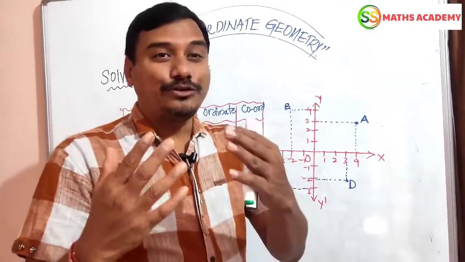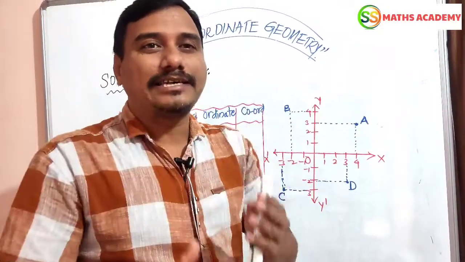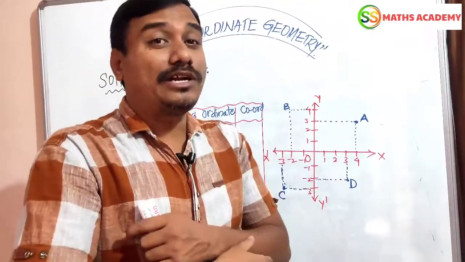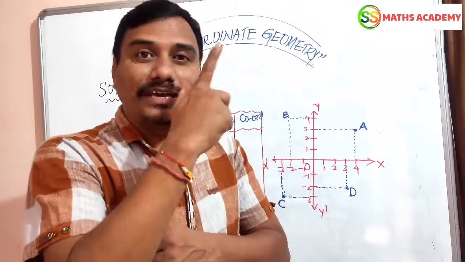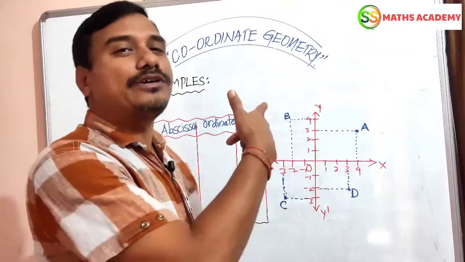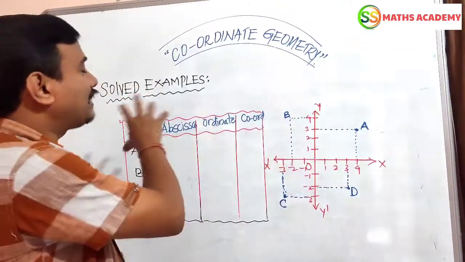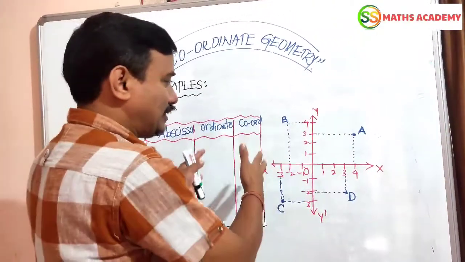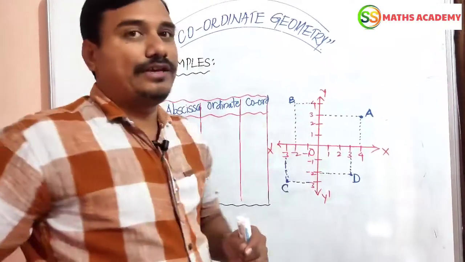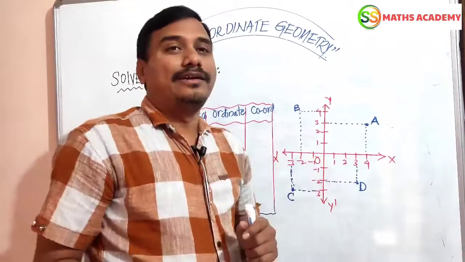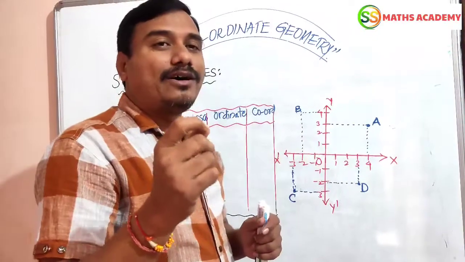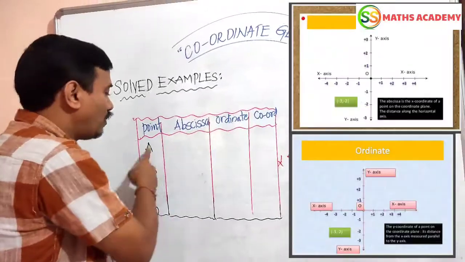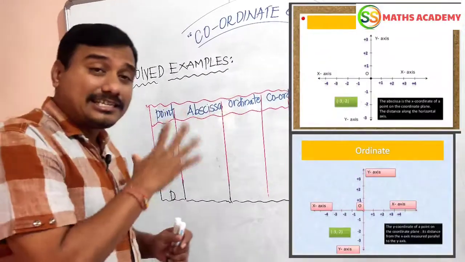Today I am going to discuss with you the solved example of coordinate geometry. Solved example depends on which one we have to discuss previously. Based on those basics only, we are going to complete this table and concept of coordinate geometry. First question: using this graph, using this table, write the values of this box: abscissa, ordinate and coordinates of A, B, C, D respectively.